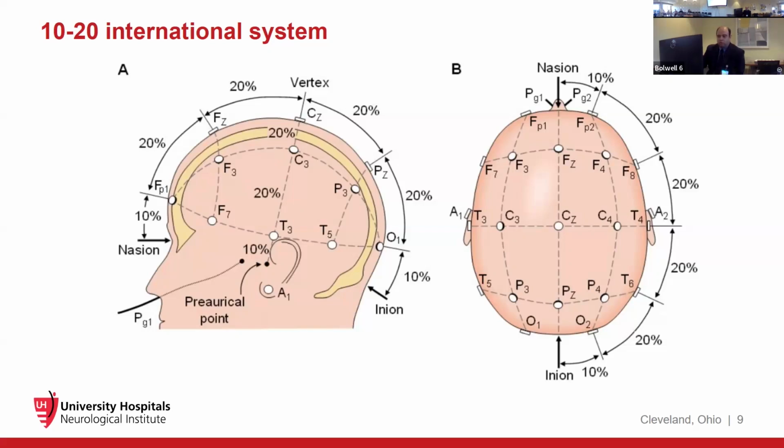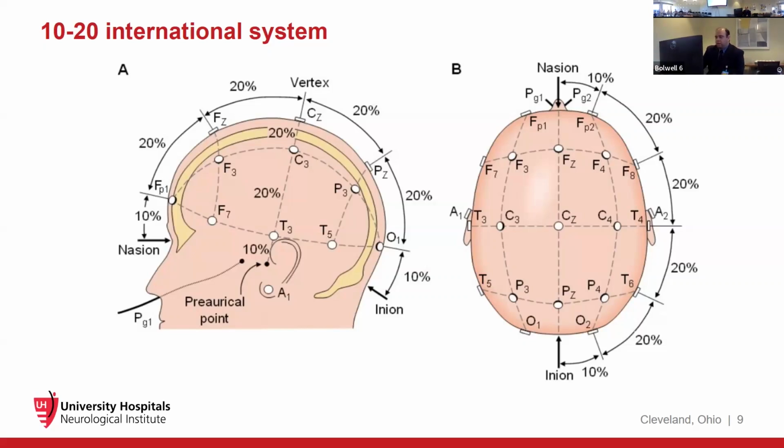So no matter where you do the EEG, the technologist that is placing the electrodes is going to take certain basic measurements first. They're going to measure this distance all the way from the nasion to the inion, and then they're going to measure what is 10%, what is 20%, and they're going to place electrodes accordingly. Okay, this is what allows you to reproduce your results across different centers.